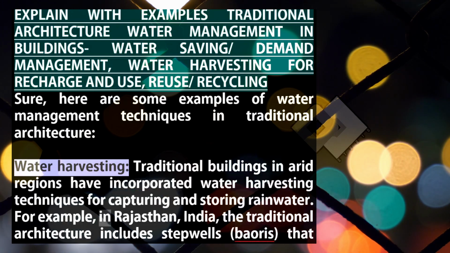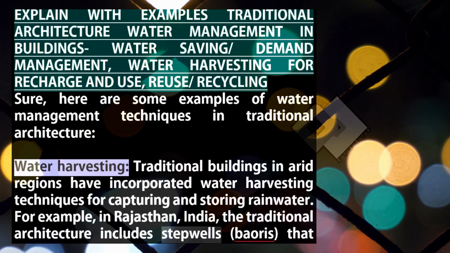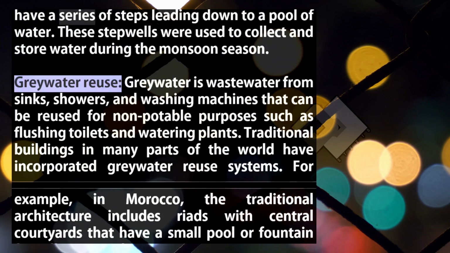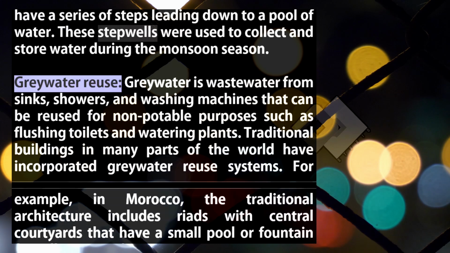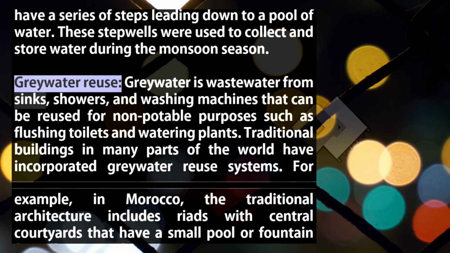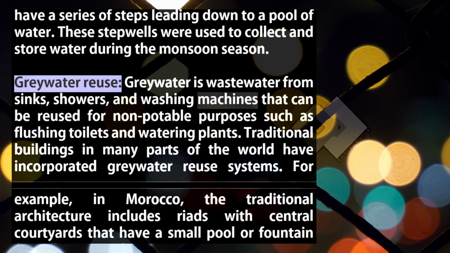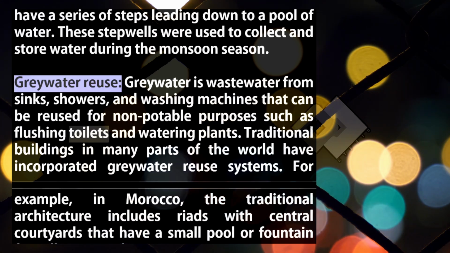For example, in Rajasthan, India, the traditional architecture includes stepwells, bauris, that have a series of steps leading down to a pool of water. These stepwells were used to collect and store water during the monsoon season. Greywater reuse. Greywater is wastewater from sinks, showers, and washing machines that can be reused for non-potable purposes such as flushing toilets and watering plants.